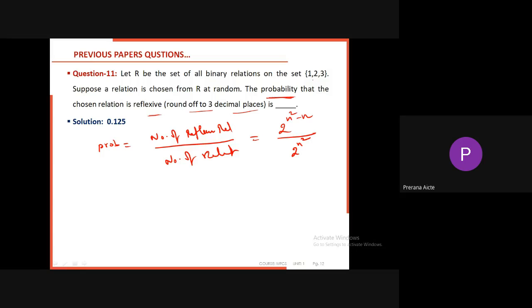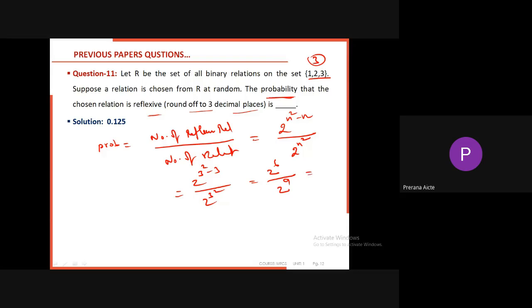And here what is the n value? N value is 3. So if you substitute that, 2 power 3 square minus 3 divided by 2 power 3 square. So that is 2 power 9 minus 3, that is 6, by 2 power, here we will get 3 square, that is 9.